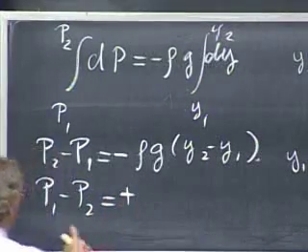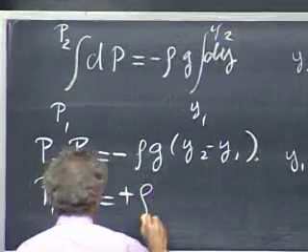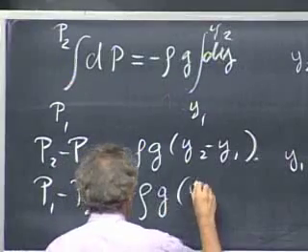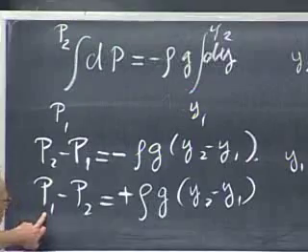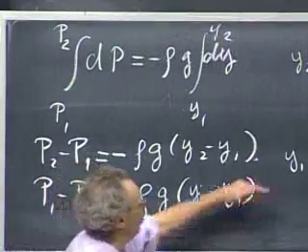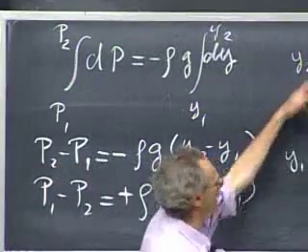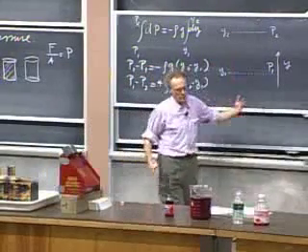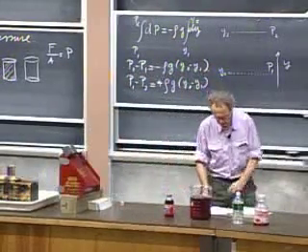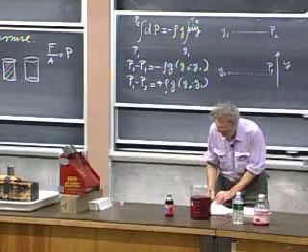I prefer to write it slightly differently, but it's the same thing. I write a plus sign here, so I switch these around: P1 minus P2 equals rho g times y2 minus y1. So I see immediately that if y2 minus y1 is positive, this is higher than this, then the pressure at P1 is larger than the pressure at P2. But of course they are completely identical. So this is the hydrostatic pressure.